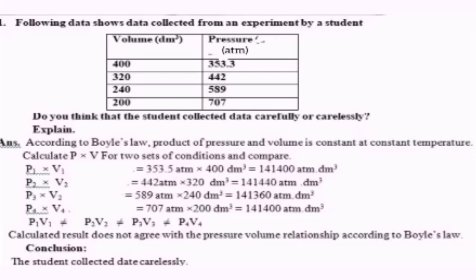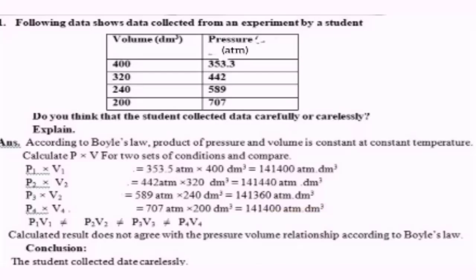In the same way, we calculate the values for the second set, that is 442 into 320 decimeter cube volume, which gives us the answer 141,440. For the third set, that is 240 into 589, this gives us the answer 141,360 atm into decimeter cube. For the fourth set, that is 200 into 707, this gives us the answer 141,400 atm into decimeter cube.